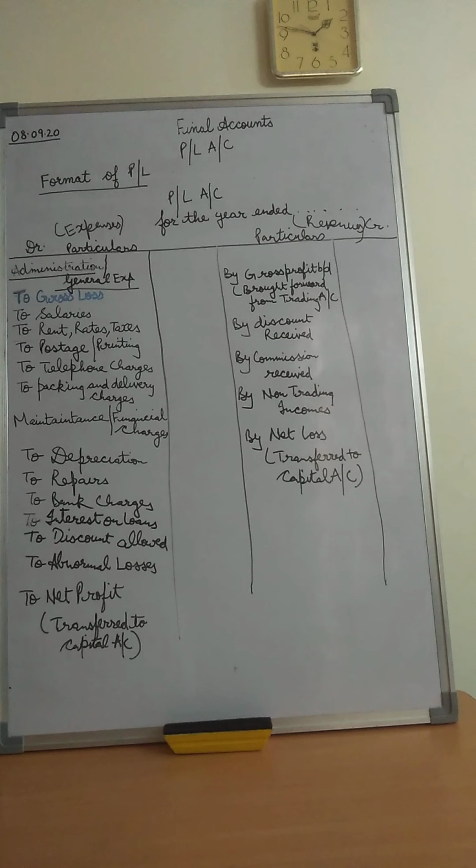These include, what all does it include? It includes office rent, office lighting, office salaries, insurance, postage, telegram, stationery, printing. These all are shown, children, on the debit side of the P&L account.